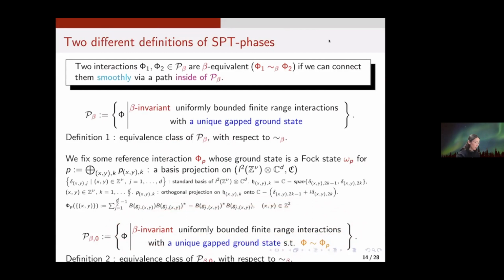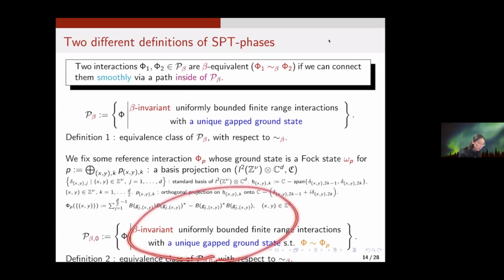And the second definition of SPT phase is the classification of this one. We simply consider a smaller set, and we consider the classification of this one with respect to the same classification criterion. As I said in the introduction, because we are now requiring the symmetry to be preserved along the path, even this one may split into possibly multiple equivalence classes. And in this definition too, such an equivalence class is an SPT phase.